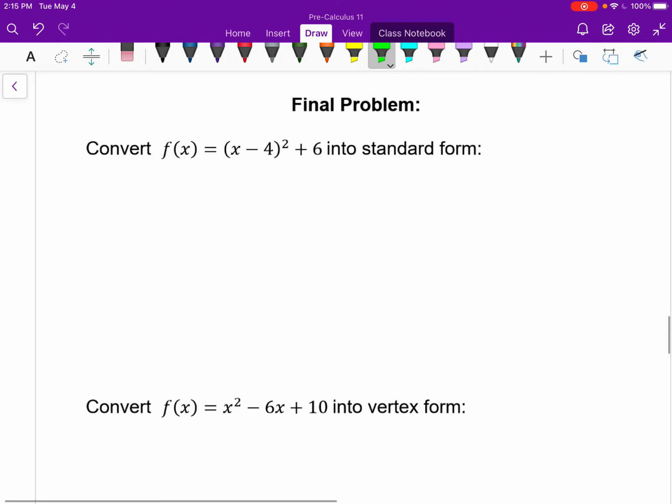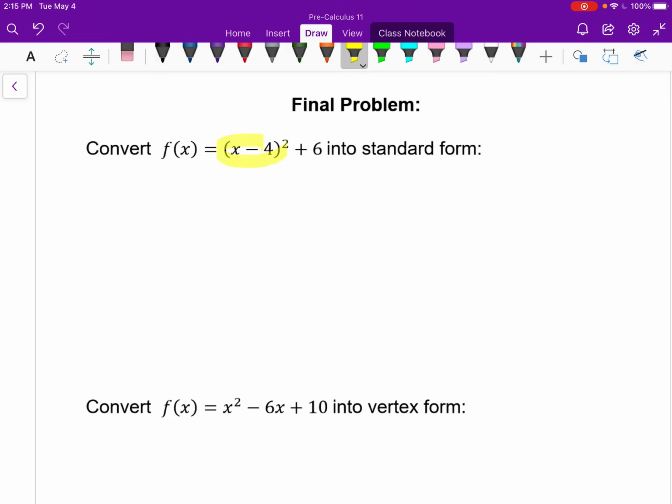So my final problem is really leading us into the next couple lessons, which is something I hinted about before: taking an equation in standard form and changing it to vertex form. So first, let's convert, like we've done before, x minus 4 all squared plus 6 into standard form.